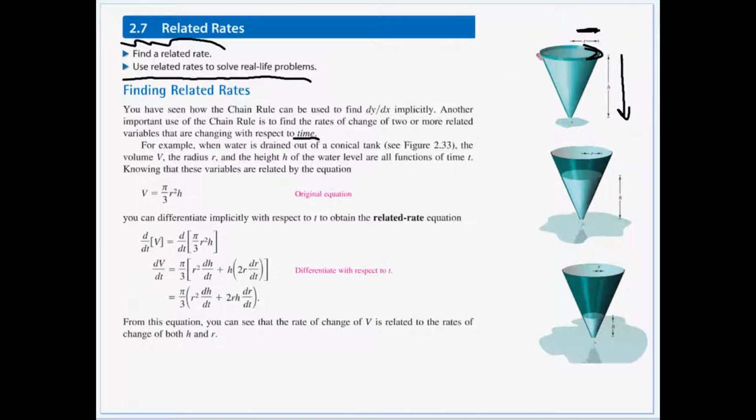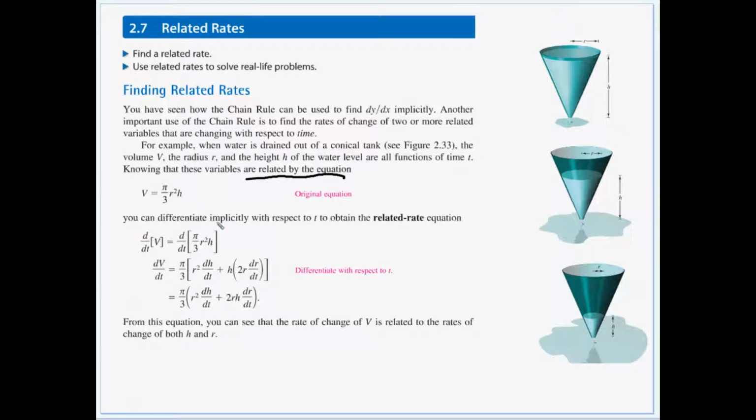So everything is changing. As the water level drops, the height is dropping, and the radius is also shrinking, and overall the volume is getting smaller and smaller. So all three things are changing, and they're all changing related to time. So they're all related by time. And it says, knowing these variables are related by this equation, the volume of a right conical cylinder like that is a third pi r squared h.